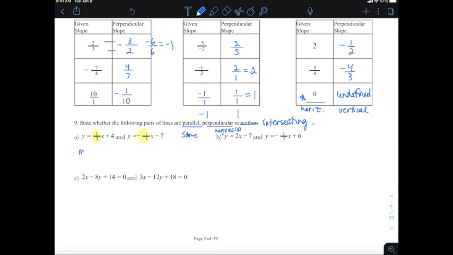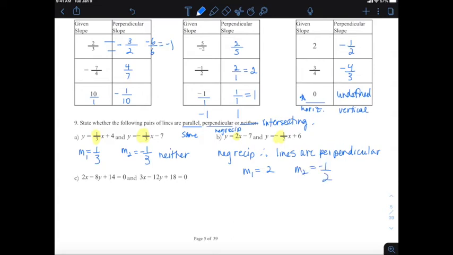Okay, so the first one's pretty easy because I can see that these two lines are already in the form y equals mx plus b. So here I have m1 is 1/3, I have m2 is negative 1/3, and these are just neither because they're not the same and they're not negative reciprocals. For this one, 2 and negative 1/2, well, these are negative reciprocals. Therefore the lines are perpendicular, with m1 equals 2 and m2 equals negative 1/2.